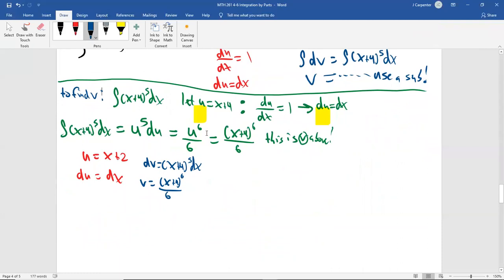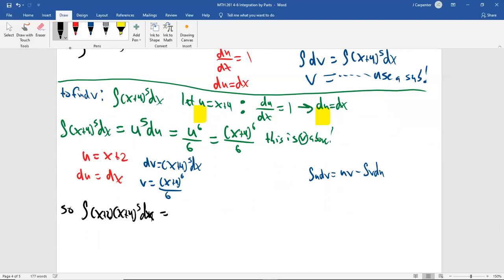Those are the things we'll plug into uv minus v du. The integral of u dv equals uv minus the integral of v du. So finally we can say our original integral of x plus 2 times x plus 4 to the 5th dx, that was the u dv, is equal to the formula uv. Here's the u, here's the v. So x plus 2 times x plus 4 to the 6th over 6. U, v.